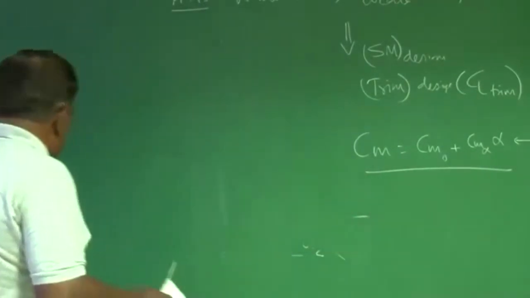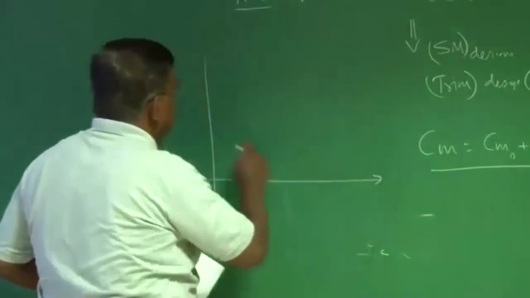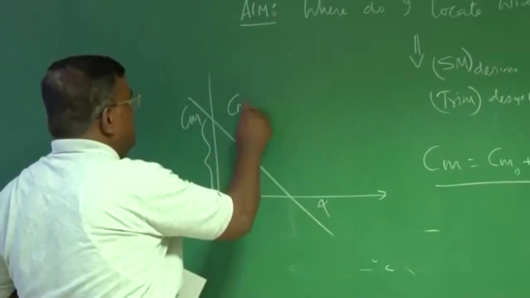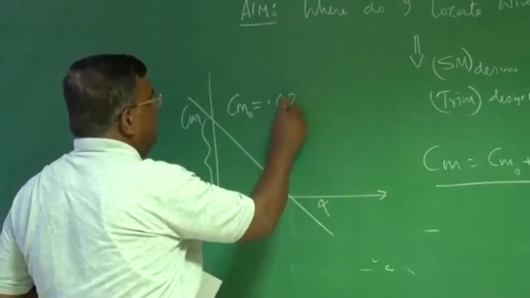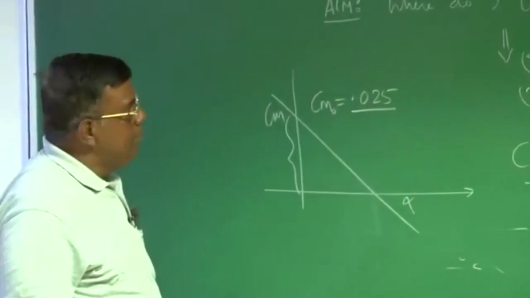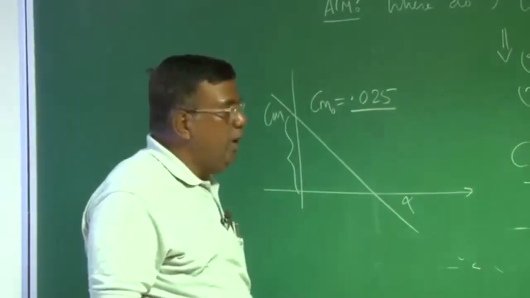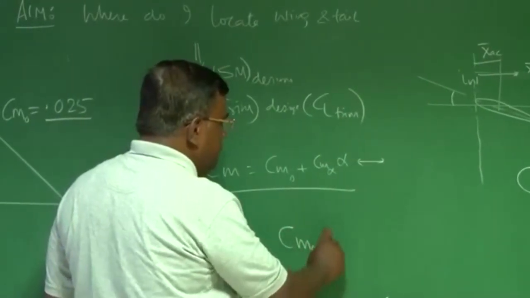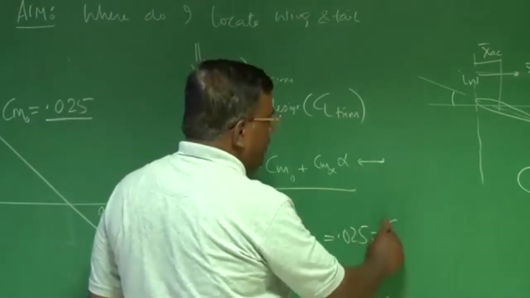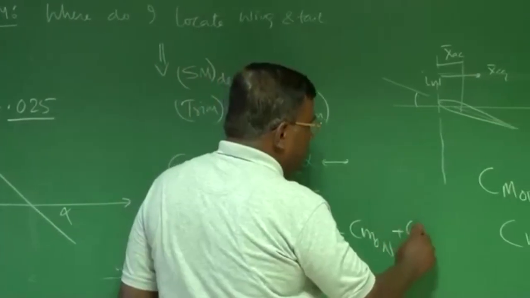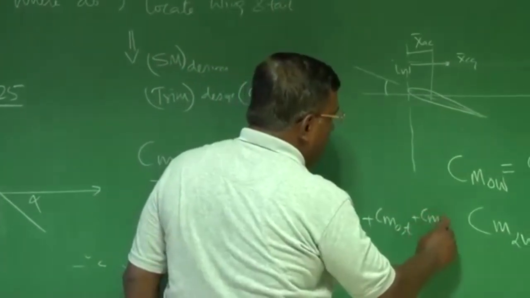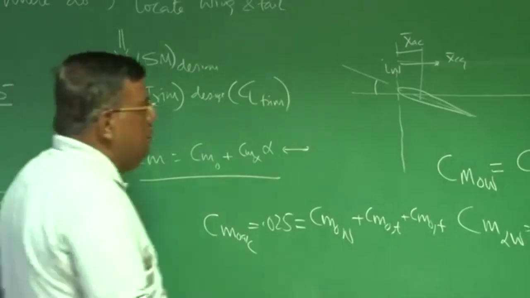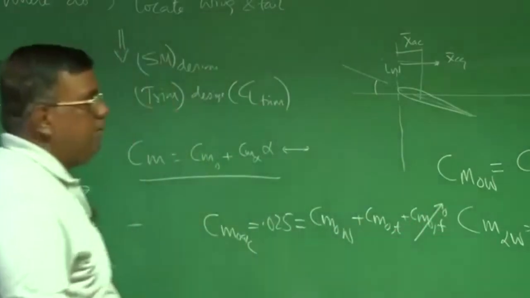So we write it like this: CM at alpha, and let's say this is CM naught. Let's say I require 0.025, as an example. If I require CM0 to be 0.025, then for a designer it means CM0 of the aircraft, which should be equal to CM0 because of the wing, plus CM0 because of the tail, plus CM0 because of the fuselage. Right? At a conceptual stage, we'll say this one is zero. I make my life simpler.